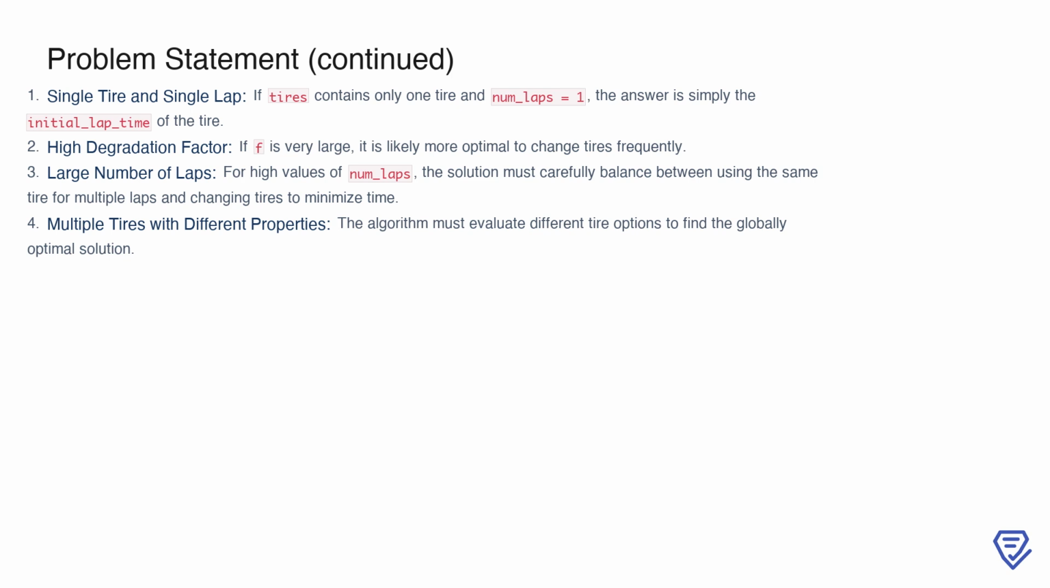of that tire. Second, if the degradation factor f is very large, it will likely be more efficient to change tires frequently rather than reusing the same set for multiple laps. Third, when the number of laps is very high, you'll need to carefully balance the trade-off between minimizing tire changes and the increasing lap times due to degradation. Finally, if multiple tires are available with different properties, the algorithm must evaluate each option to find the globally optimal solution that minimizes the total time. These considerations ensure that your solution is robust and efficient for all possible inputs.